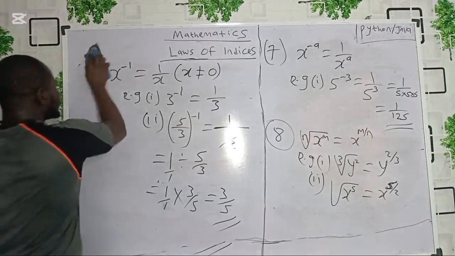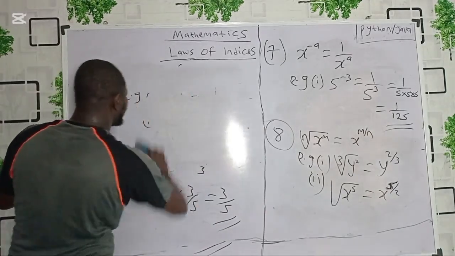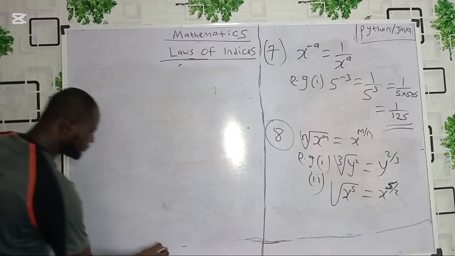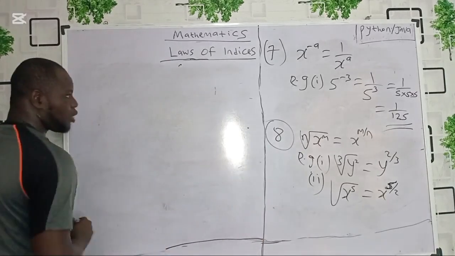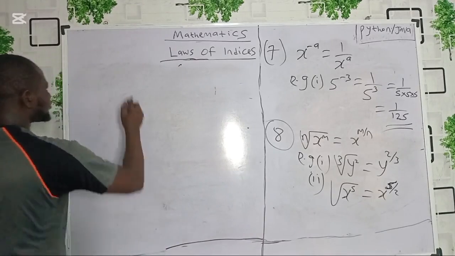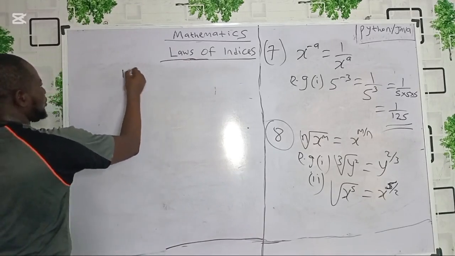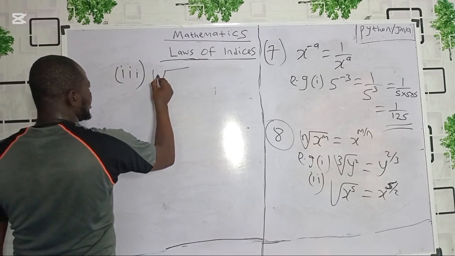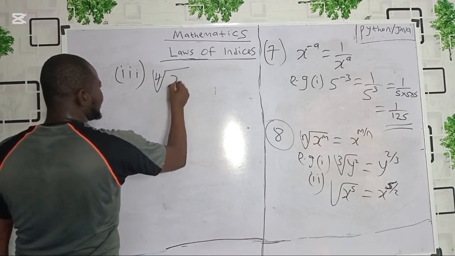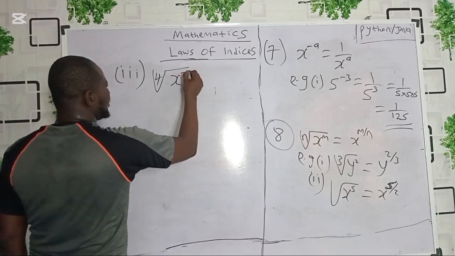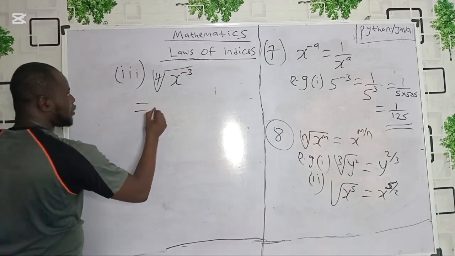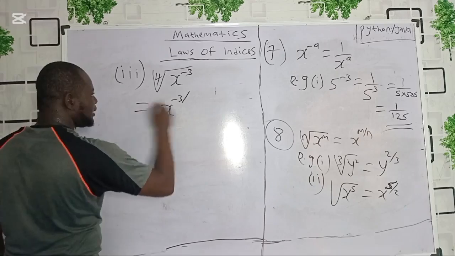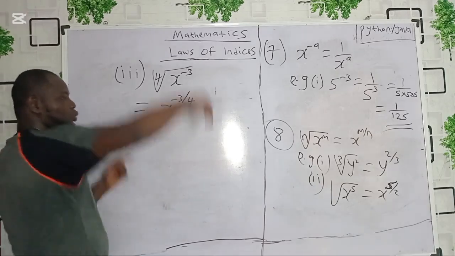Now, so we have that, isn't it? Now, let's say we already have this. What if I have something like this, everybody? Let me call it Roman figure 3 under that. I have the fourth root of x raised to power what? Minus 3. Are you with me? This will now become what? If you follow that law, it will now become x raised to power minus 3 divided by what? Divided by 4. If you want to simplify further, you will use one of the previous laws.